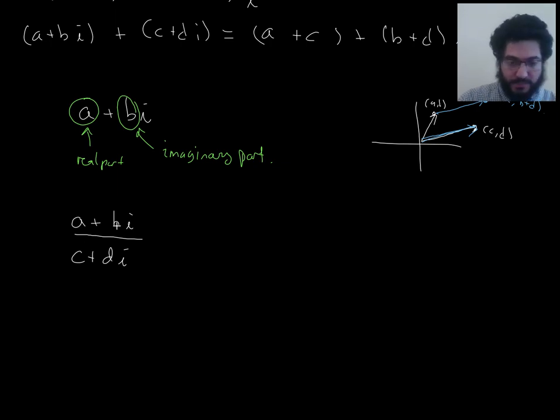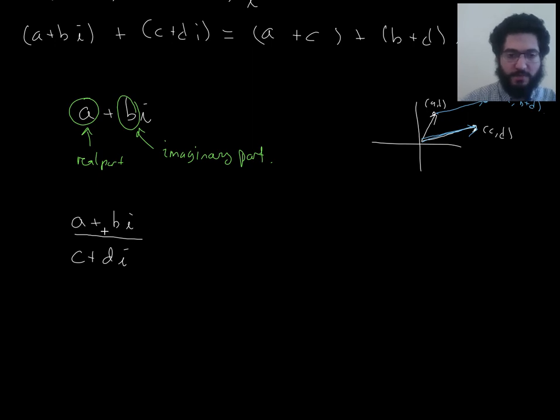Well, what this is supposed to mean, the division, is it's supposed to represent that complex number, that dot in the plane, which when multiplied by C plus DI gives you A plus BI. That's what it is. But how do we compute it? How do we compute what its real and imaginary parts are? So basically, where is this dot in the plane? What is its location? How far over and how far up?